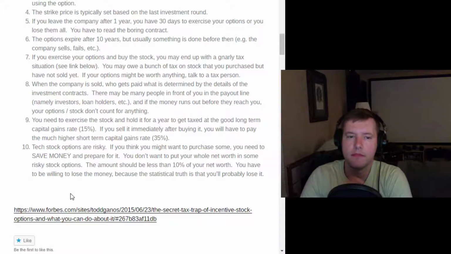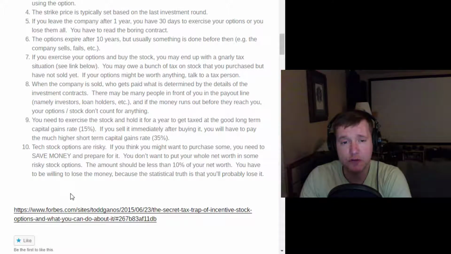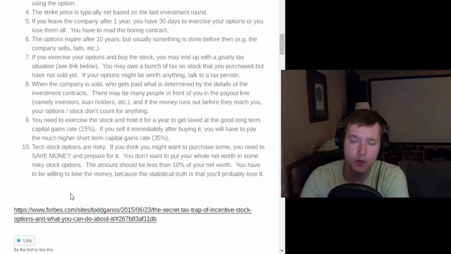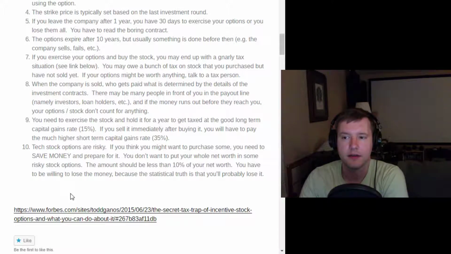My broad recommendation is that the amount that you put into stock options should be less than 10% of your net worth because this is a risky asset class. And whatever money that you put into options, you need to be willing to lose it, and you need to tell yourself at the time, I will still be a happy person if I lose this money, because statistically speaking, you will probably lose the money. That's just a fact. That's just the truth.